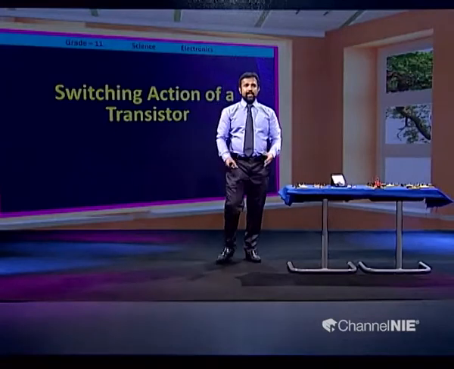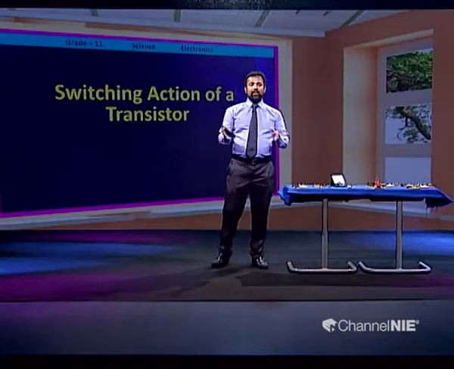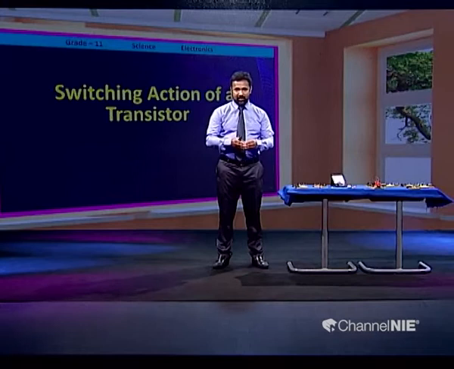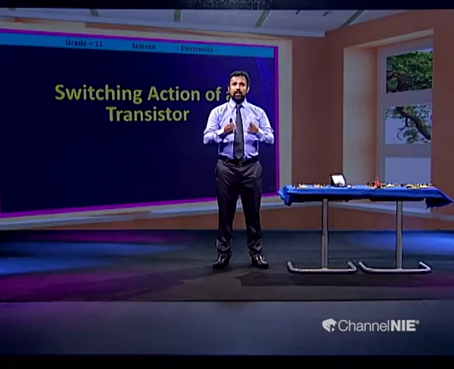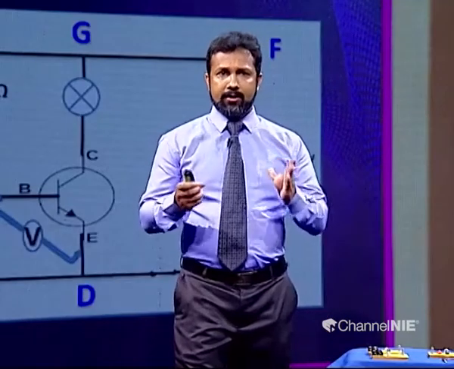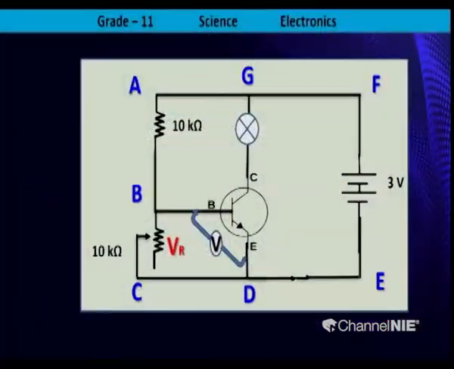Then let's focus our attention on the switching action of a transistor. As I told you earlier, a transistor acts as a current amplifier, a signal amplifier, as well as a switch. Right. When the resistance of VR is minimum, in the circuit diagram, you can see VR means variable resistor, or volume controller, can be used here.